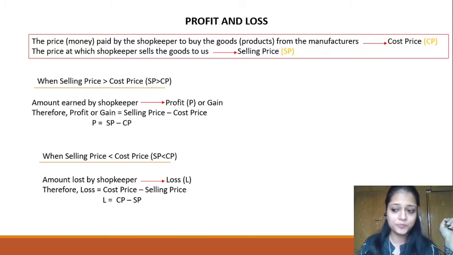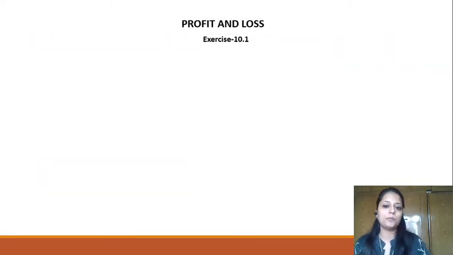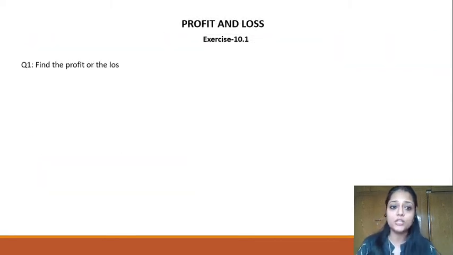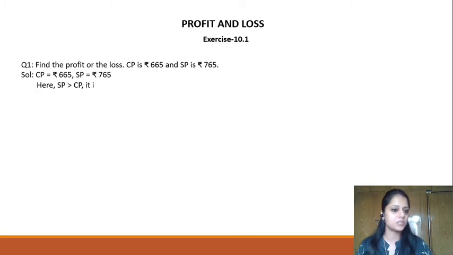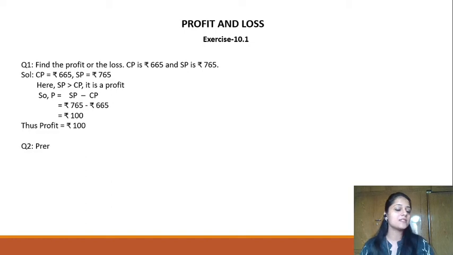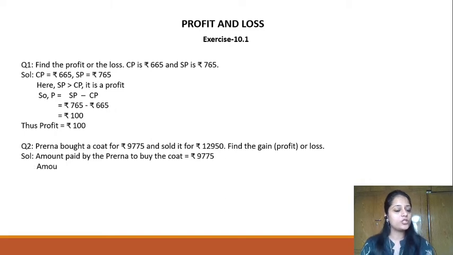Now, children, let me solve a few textual questions from your book to understand this in a better way. Exercise 10.1. Find the profit or the loss when CP is rupees 665 and selling price is rupees 765. So, cost price is given rupees 665 and selling price is given rupees 765. Here, selling price is more than the cost price. So, it is a profit. P is equal to SP minus CP, which is equal to rupees 100. Thus, profit is equal to rupees 100.